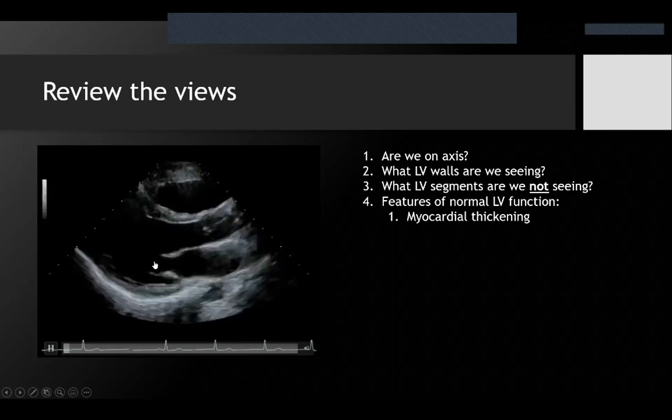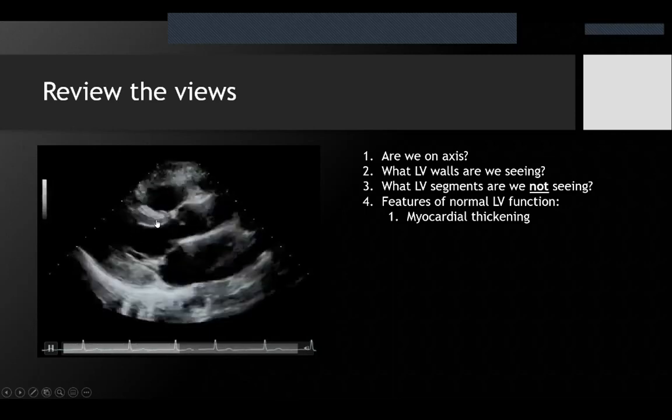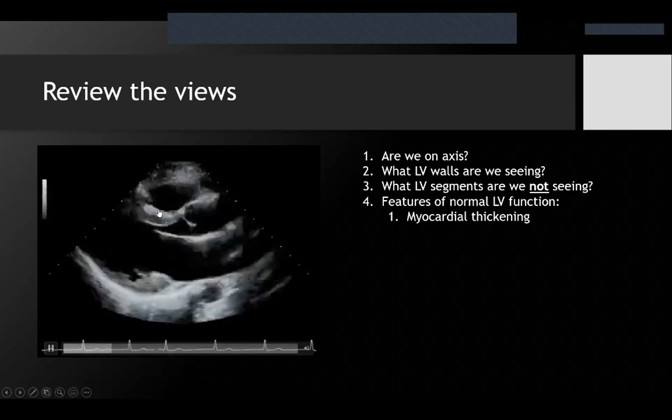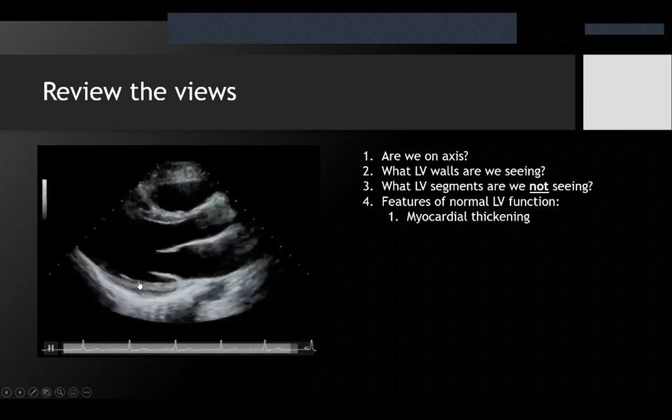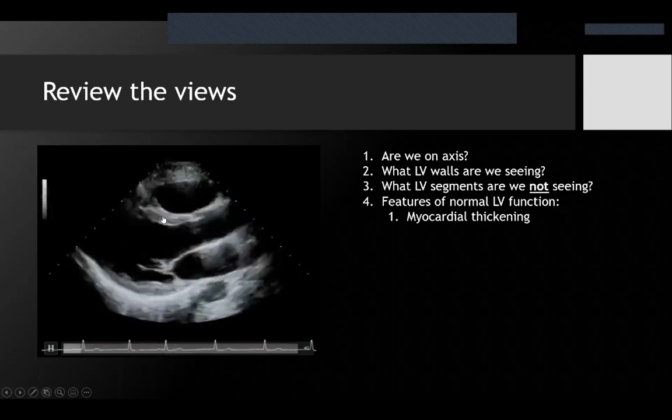A lot of people just jump to look at what you think the EF is, but look at the muscle walls themselves. Notice how in systole these walls are thickening. You have the septal wall thickening, and you have the free wall here thickening. And you might even notice that the free wall thickens actually a lot more than the septum.